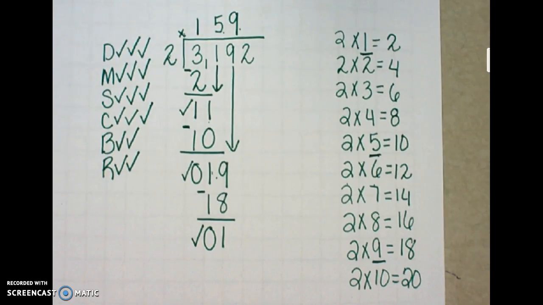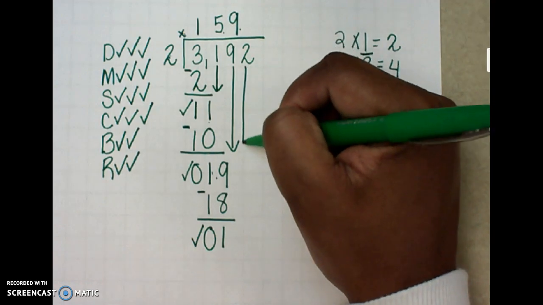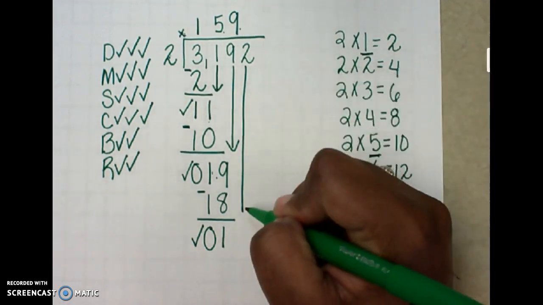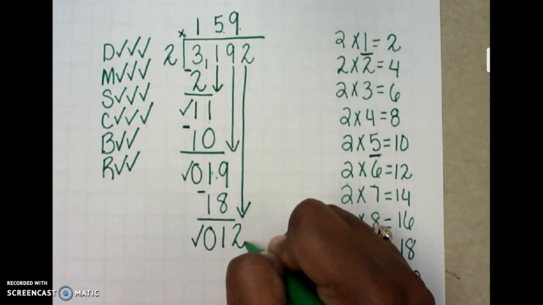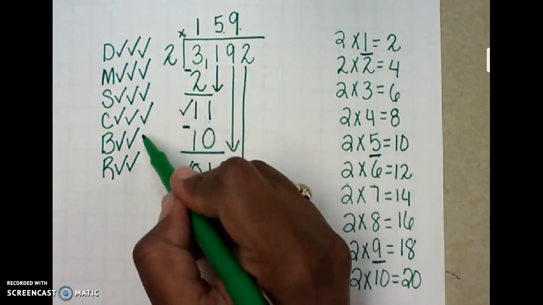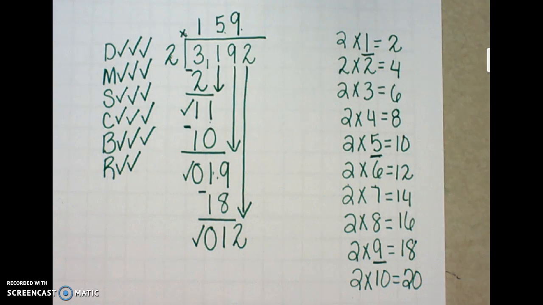Now I am ready to bring down. I'm going to bring my 2 all the way down, and I need to see my lovely students drawing their arrows. Bring my 2 all the way down next to the 1, and I'm going to put a check for bring down. Now I am ready to repeat. Put a check for repeat, and we're going to start all over.